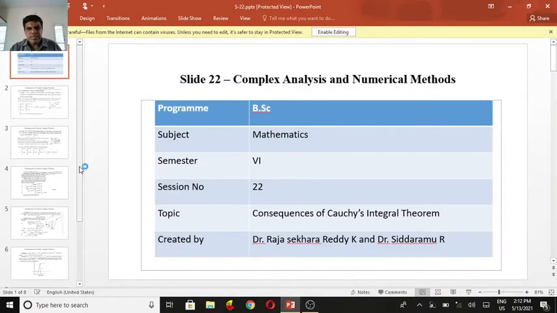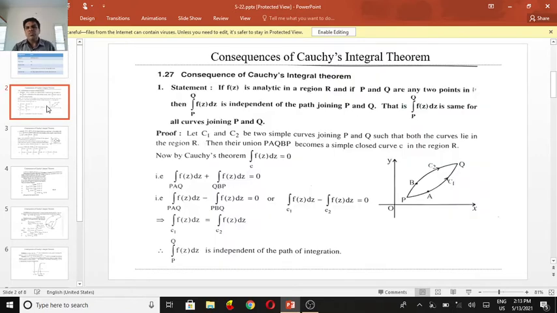Now we come to session 22. We are already familiar with the Cauchy integral theorem, used to evaluate line integrals and path integrals. Now we come to the consequences of the Cauchy integral theorem.